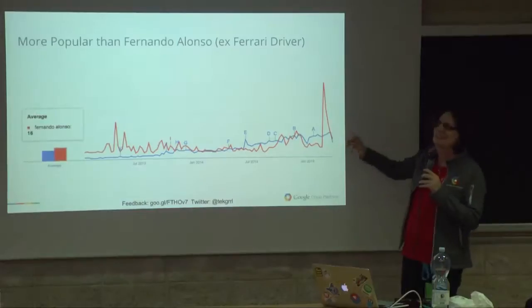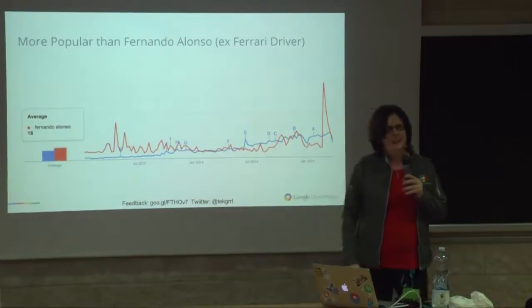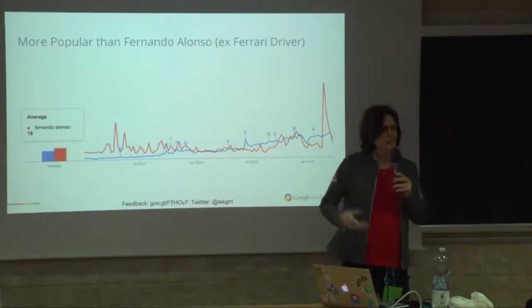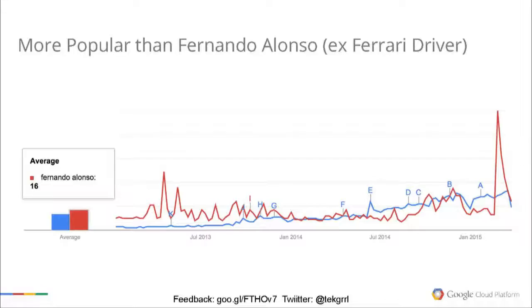So anyway, that gives you some context about it. I could have done Berlusconi, whatever his name is. I could have done somebody like that, somebody famous, but I don't know that many famous Italians because I don't live here.